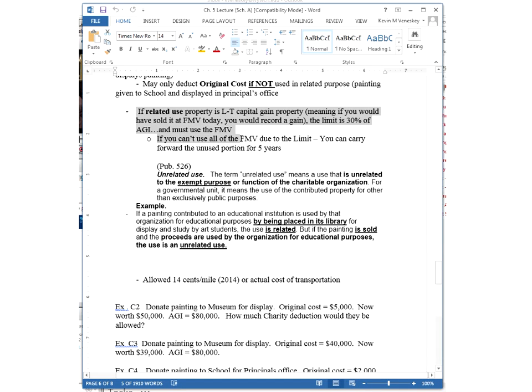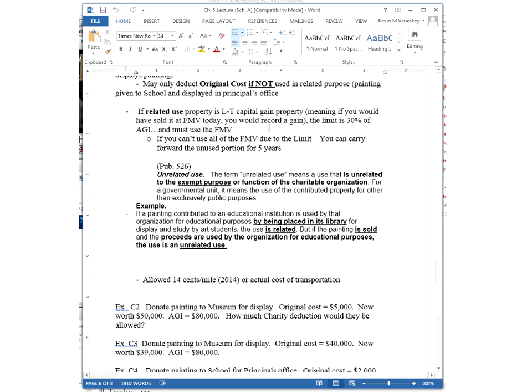This last little thing, there is a homework assignment on this, so I wanted to hit it. If you have long-term capital gain property, long-term capital gain means it went up in value since you had originally bought it. A lot of things go down in value, obviously, until they get so old and then they become collectibles and unique, like maybe a coin collection.